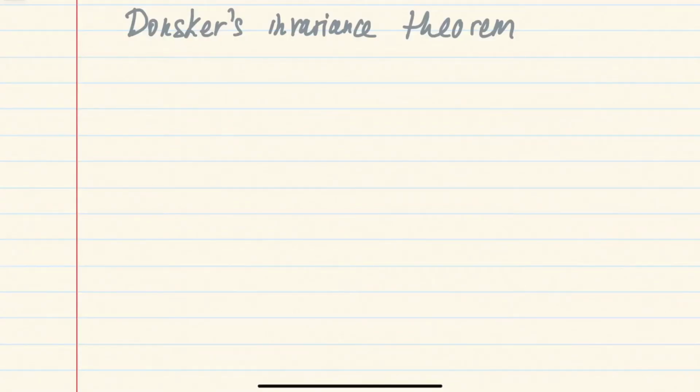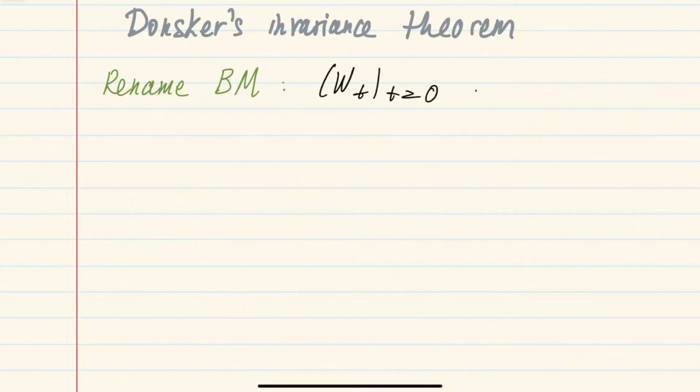Here it will be convenient to use X to denote just an IID sequence, like we usually do. So I will rename Brownian motion and denote it by W_t, for t non-negative.